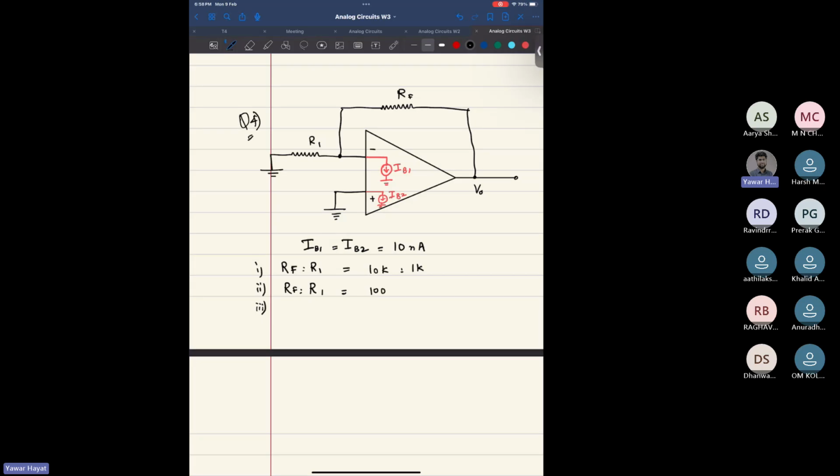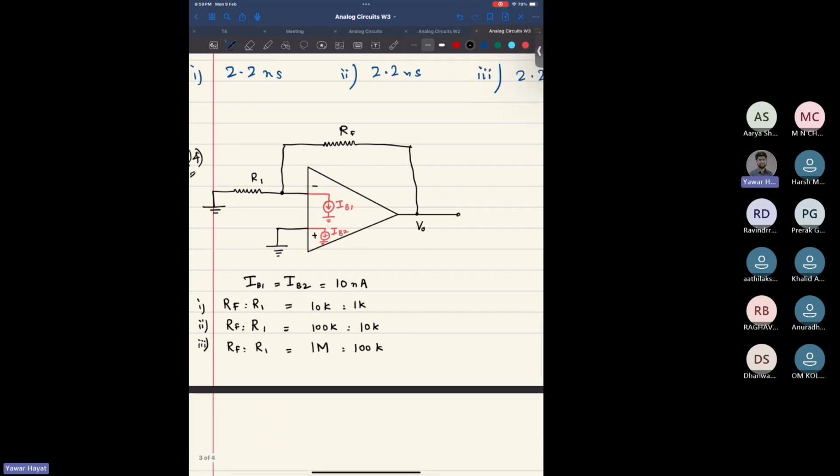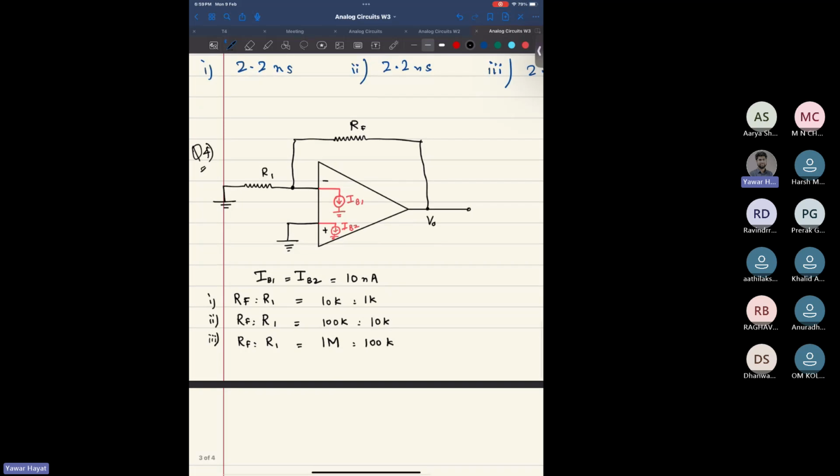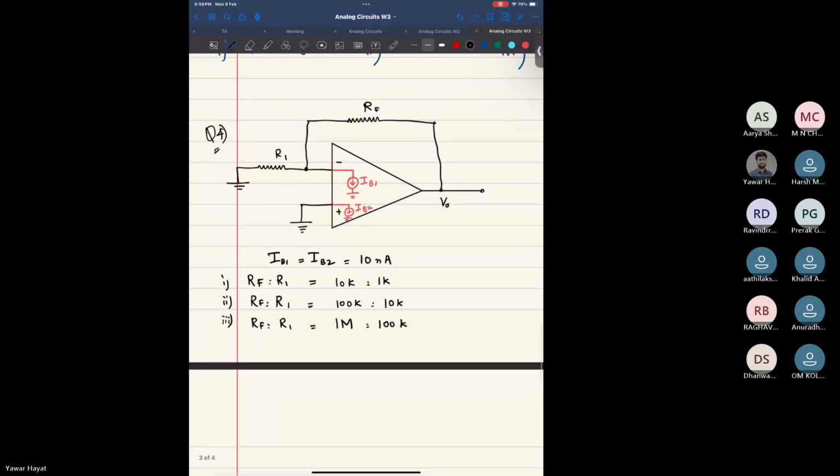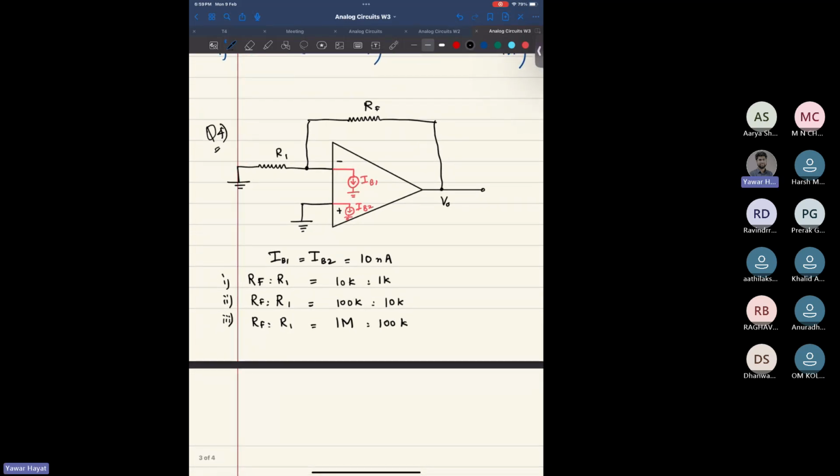Let's say 100 kilo to 10 kilo. Okay. And the third one would be your RF to R1 would be 1 mega to 100 kilo. Okay, 1 mega is to 100 kilo. Yeah, that is what this would be. Now, how will we proceed on this one?